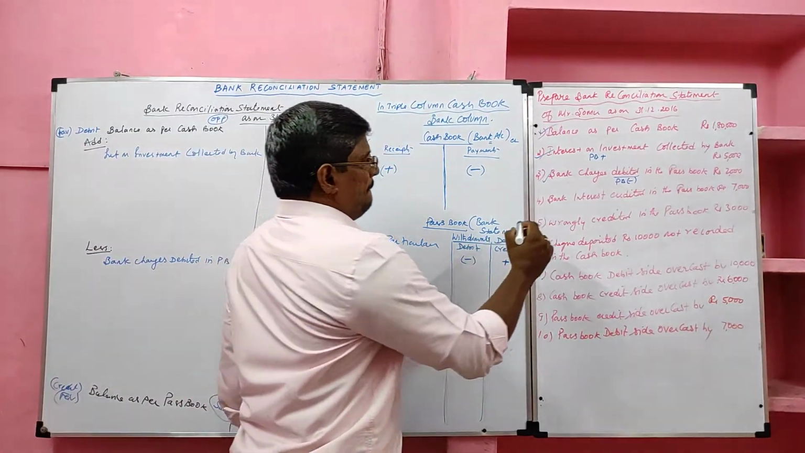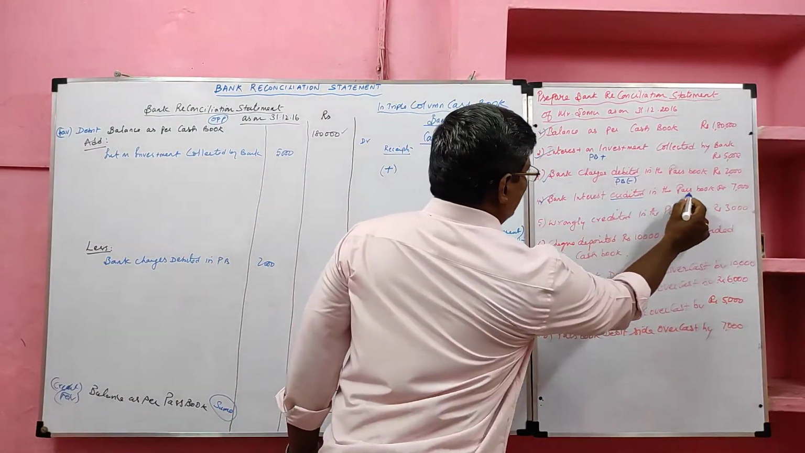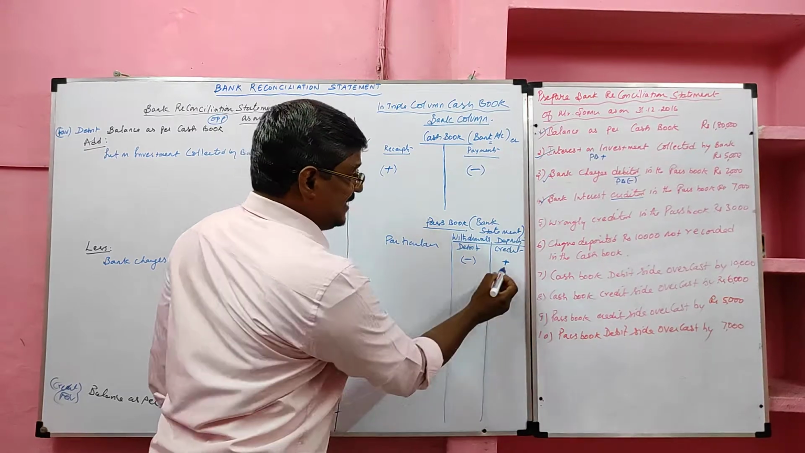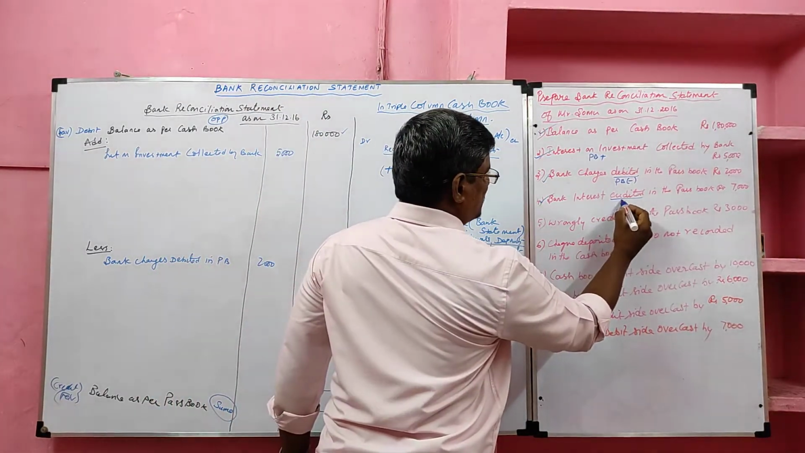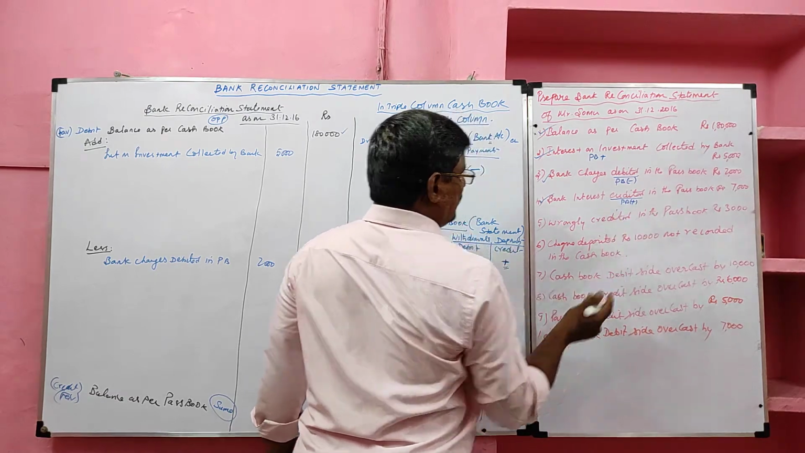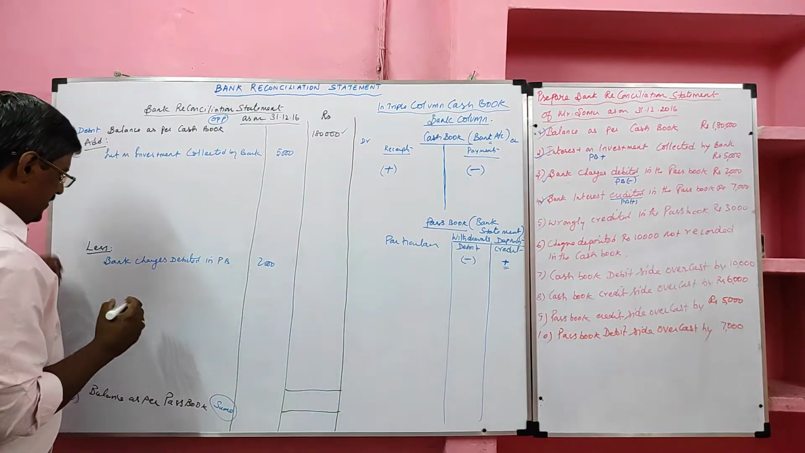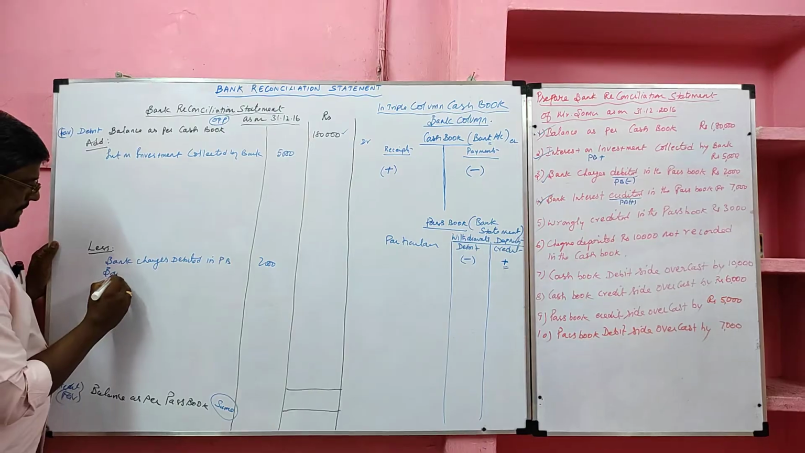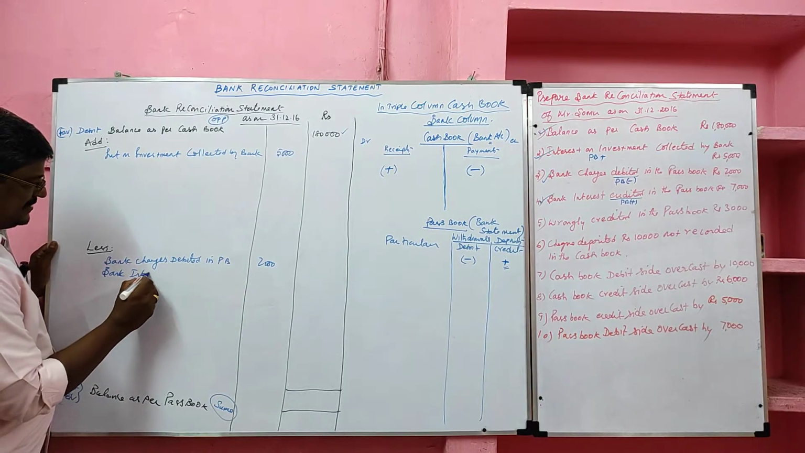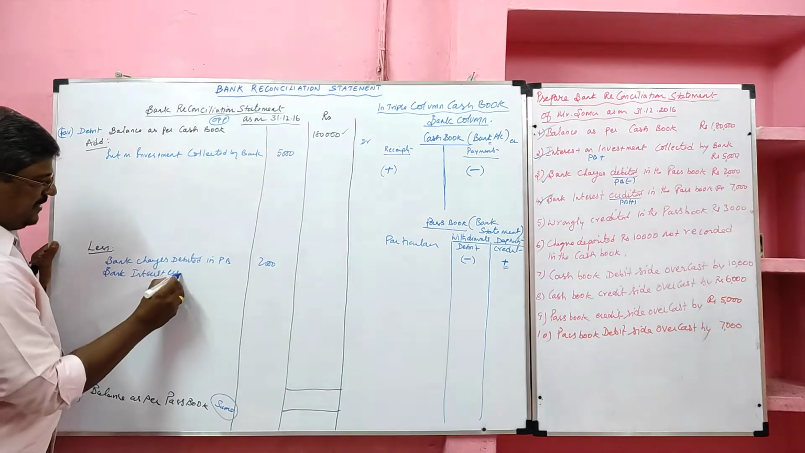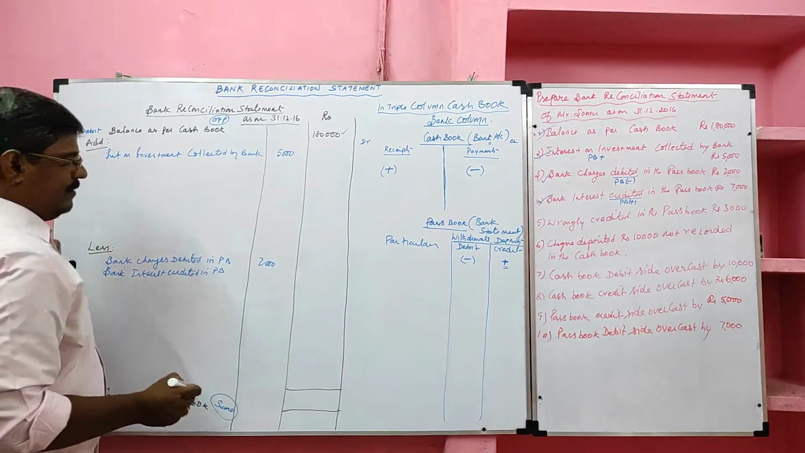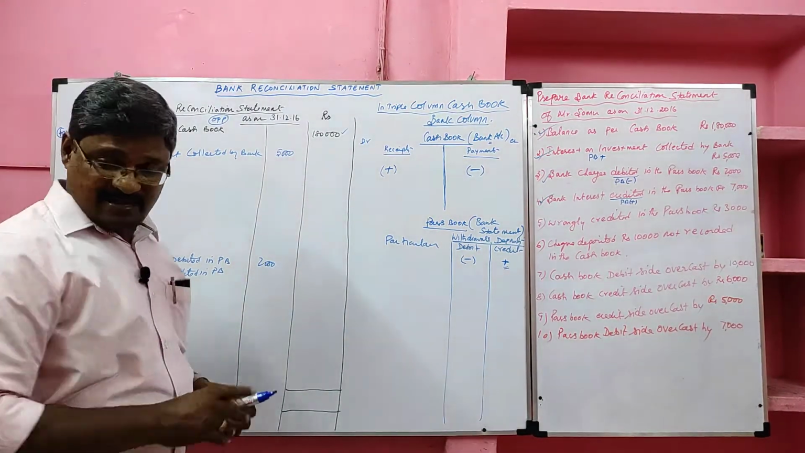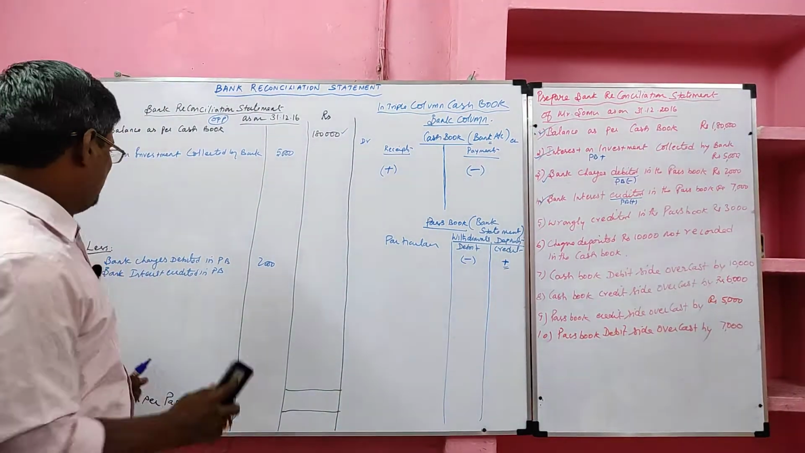Next, bank interest credited in the passbook. Credited means what they did? Added. So it was added in the passbook. Here also we have to do the same thing. We have to add bank interest credited in the passbook.